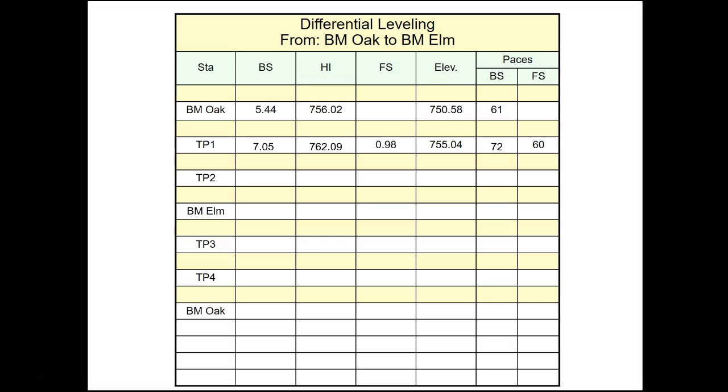We put in our paces for our back sight. There's our paces for our front sight. There's our value then for our front sight, and now we're ready to calculate the elevation of our front sight. So to calculate the elevation at turning point 2, this value right here is equal to our instrument height minus our front sight. Okay? Instrument height minus our front sight gives us our elevation at turning point 2.